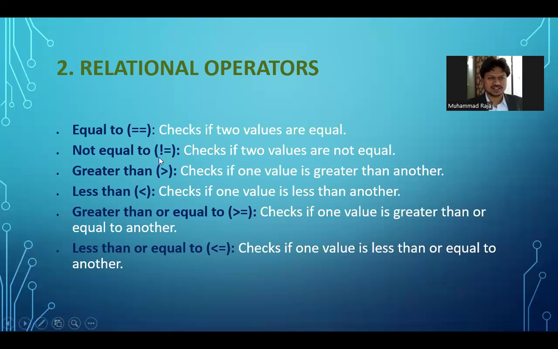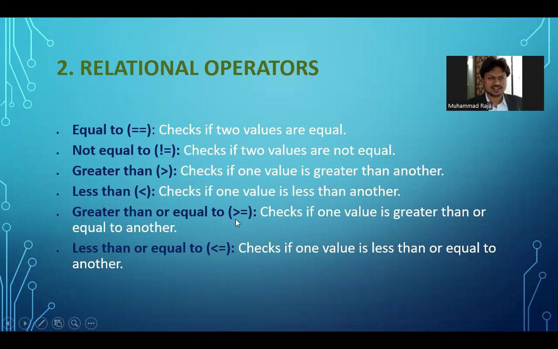Then we have the exclamation sign with an equal sign. It's called not equal to. It checks if two values are not equal. Then similarly, greater than and less than. And remember the sign for greater than or equal to. It means if x is equal to 5, then x is not greater than 5 and not less than 5, but x is greater than or equal to 5. So in this range, we go to equal to.